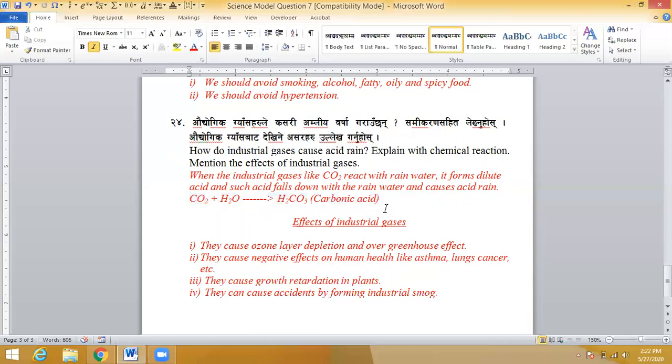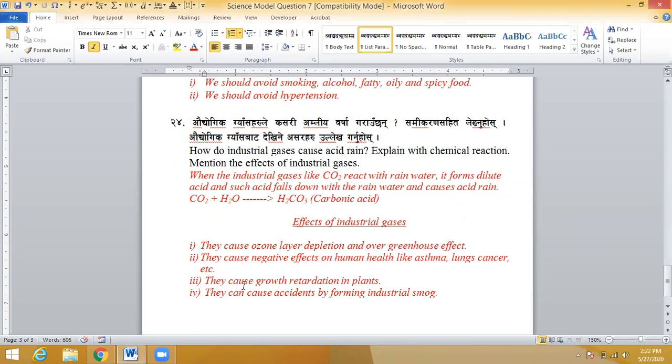Our next question is about the effects. What are the effects of industrial gas? First, they cause ozone layer depletion, because we know that chlorofluorocarbons, SO2, and NO2 can cause ozone layer depletion, and they can also cause the greenhouse effect. There will be too much heat on the earth. Second, they cause negative effects on human health. They can cause asthma, lung cancer, etc.